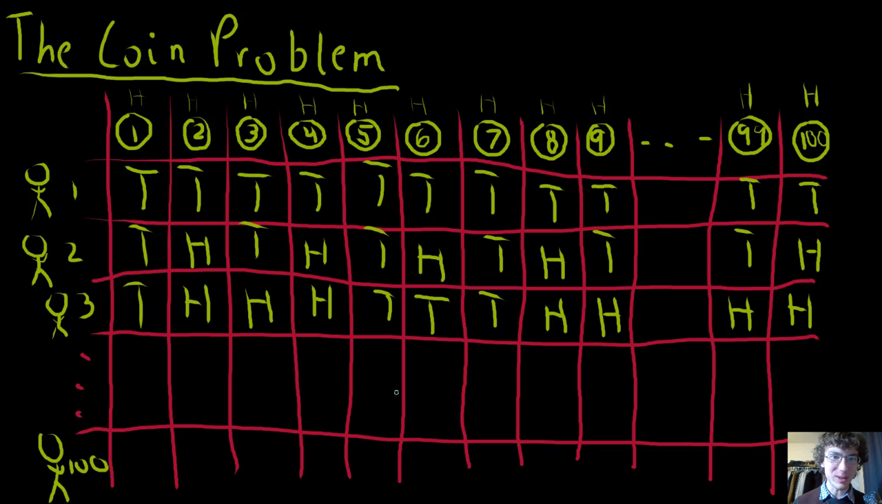So this coin problem is an oldie but a goodie. The statement is that we have these 100 coins lined up, which I've drawn at the top here. They're numbered from 1 to 100, and they all start heads up. So I've drawn little H's above each of them for heads.